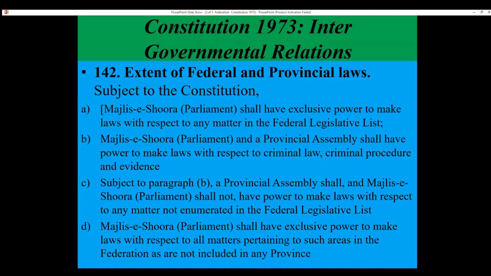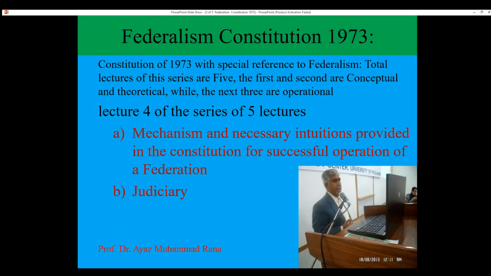D: Majlis-e-Shura (Parliament) shall have exclusive power to make laws with respect to all matters pertaining to such areas in the Federation as are not included in any province.